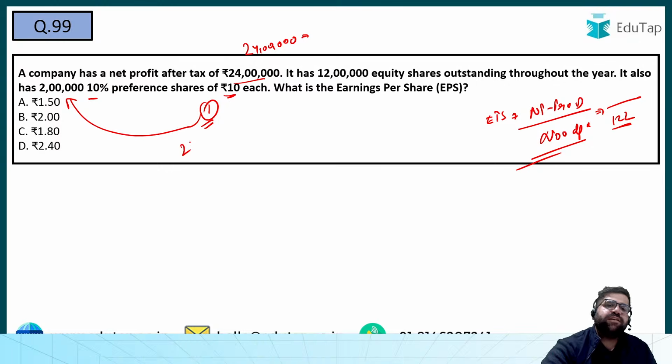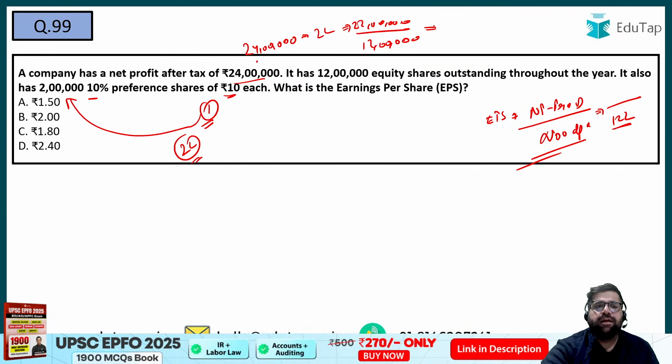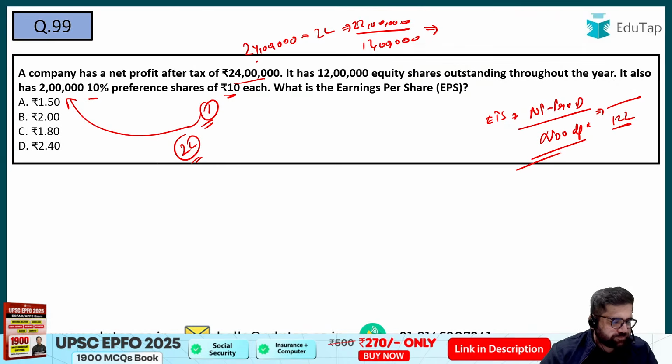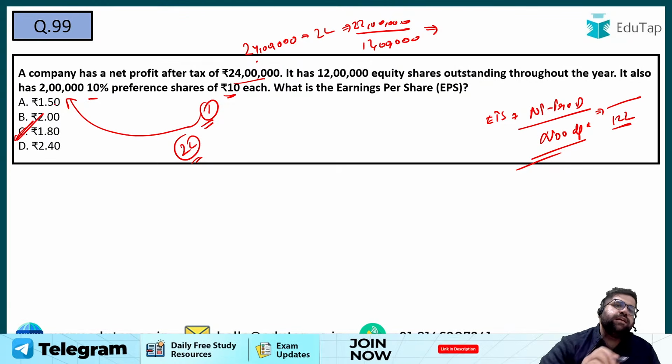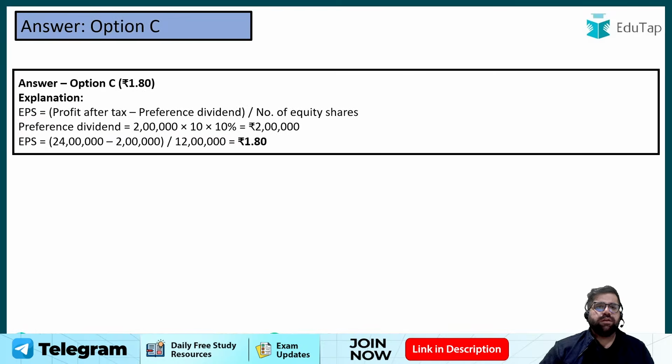So how much dividend did you give? 2 lakh only, right? So 24 minus 2 lakh, which will be 22 lakh, divided by my 12 lakh equity shares outstanding. It will be what? 1.8? Yes, very good. The answer will be option number C. Right? The answer will be option number C.